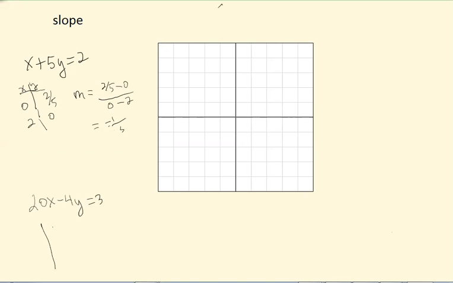Again, we can do this for the other line. Find a couple ordered pairs. I'm going to set x equals 0. That means from the equation we get y equals, well, I won't do all that in here. When x is 0, we end up with this. So y is negative 3/4. When y is 0, you get 20x equals 3. So x is 3 over 20.